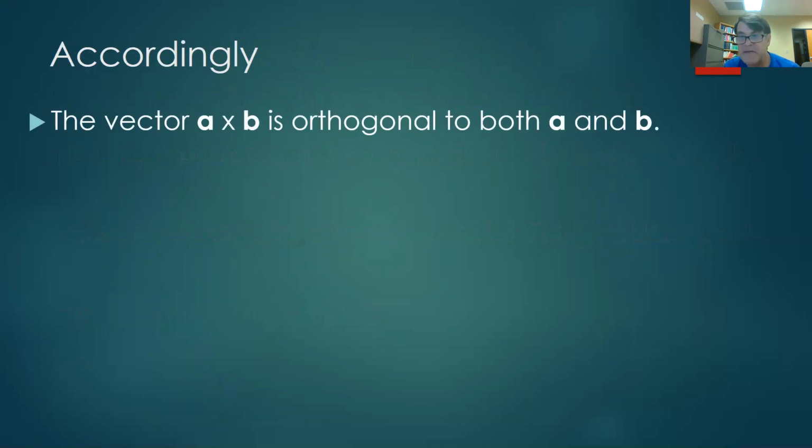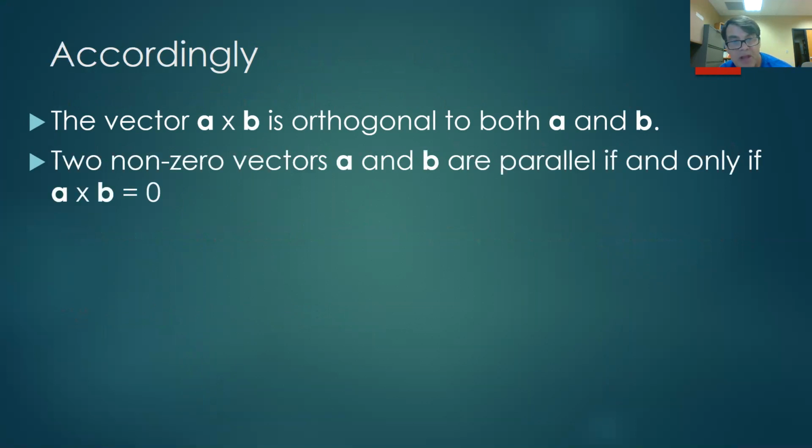This implies, as I have said, that the vector A cross B is orthogonal to both A and B. That's basically what it means. When we say something's perpendicular, we're saying it's orthogonal to them. Now, two non-zero vectors A and B are parallel if and only if A cross B is 0. That means that there's no third dimension to it. The cross product is 0 because they're not perpendicular, they're parallel to each other.